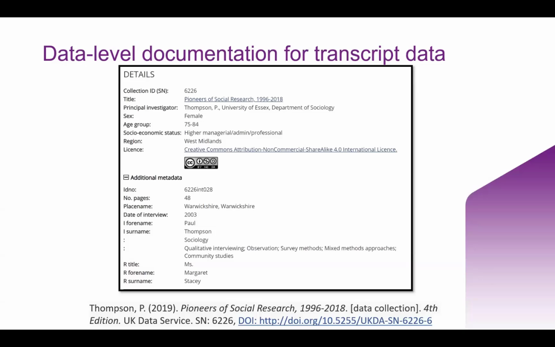With transcripts, data level documentation is usually included at the start of each interview. For those that are curated by the UK Data Archive, you'll see this kind of information at the beginning of each interview. So we've got the collection, the principal investigator, and some basic demographic details about the participant, including, for example, their sex, their socioeconomic status, and the region that they're from. And these details can vary depending on what characteristics are deemed important or influential to the study.